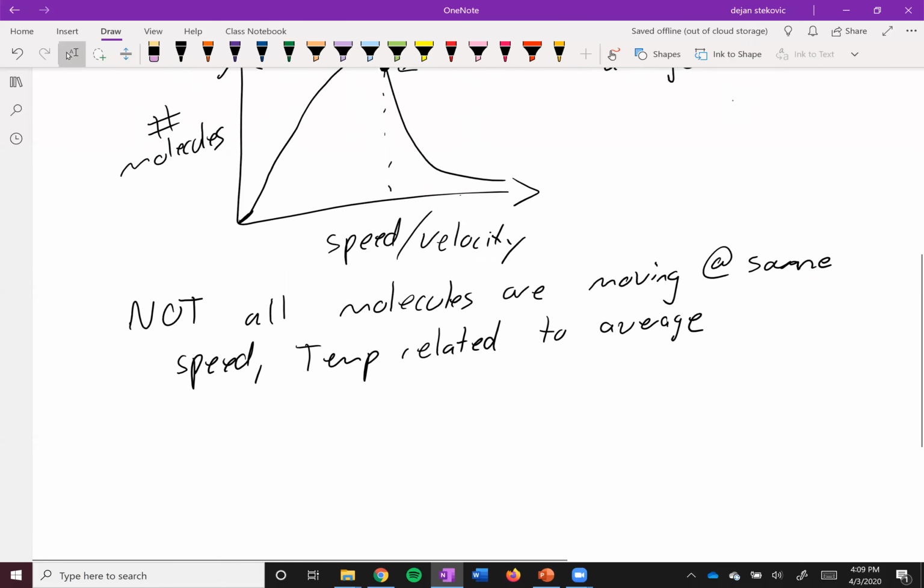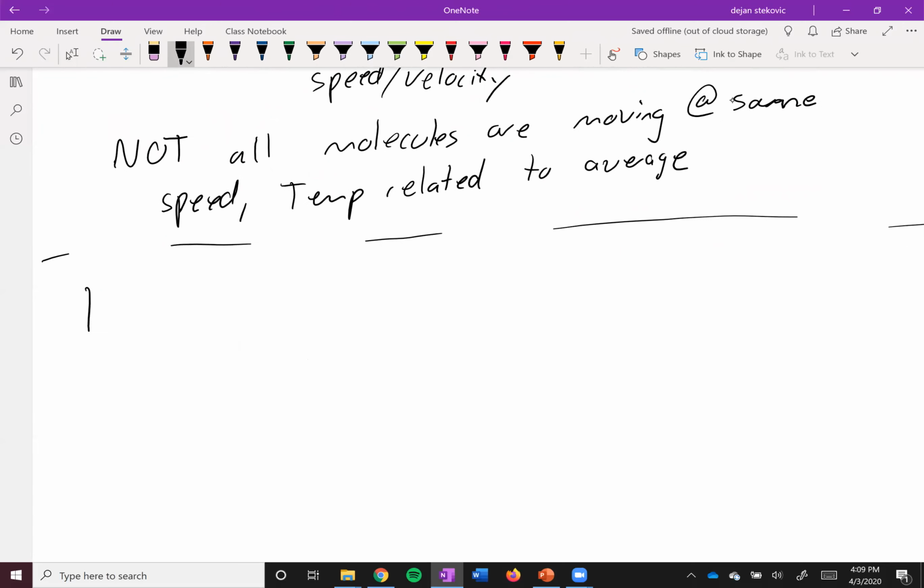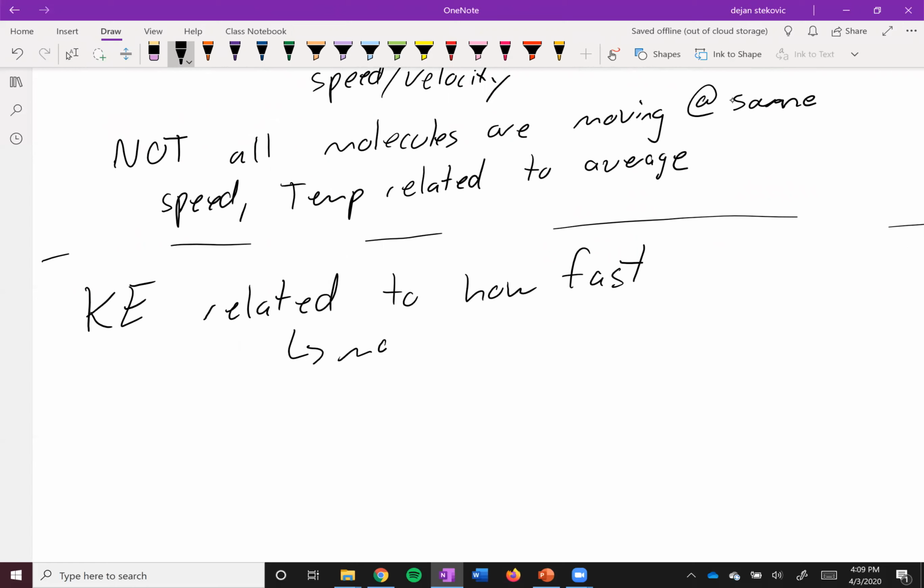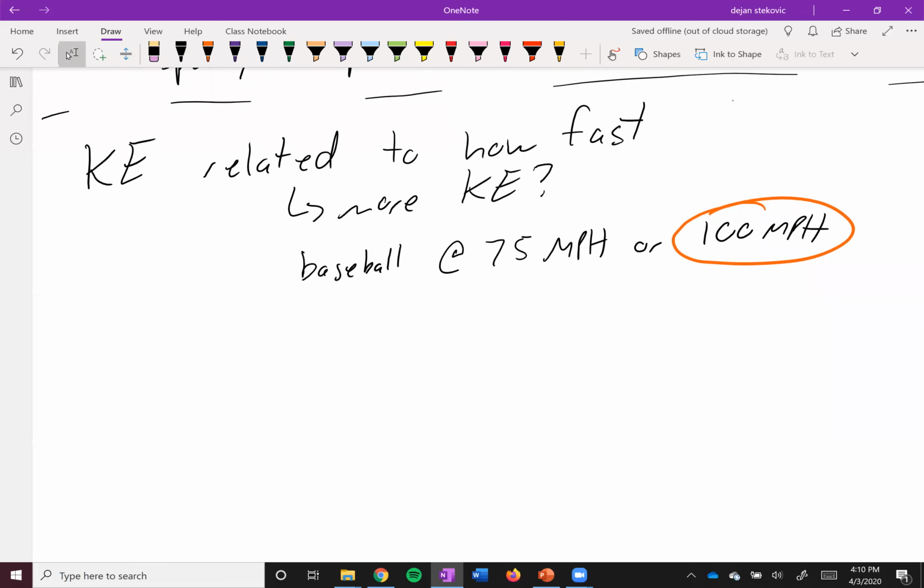But it's not just the speed, as we'll see in a second. So kinetic energy is related to how fast your molecule is moving. So if you think about this kind of question, which one has more kinetic energy? A baseball at 75 miles per hour or 100 miles per hour, right? You should be able to easily figure out that the thing that's moving faster has more kinetic energy, right? Faster movement, more kinetic energy.